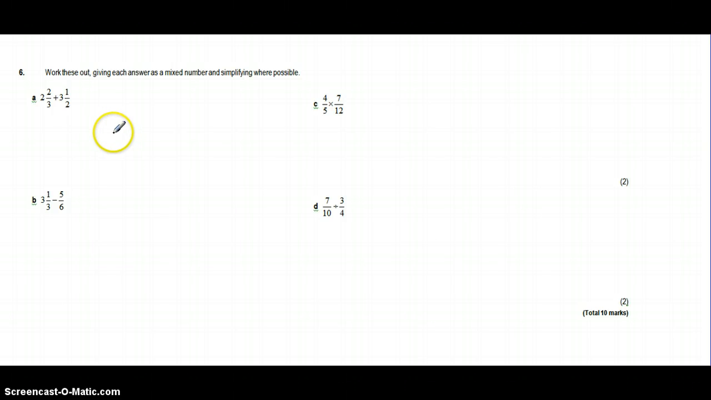Hi there, this is question 6 from a test that my Year 11s had a go at, and this question is all about operations with fractions, including some mixed numbers as well. So the first one is adding together some mixed numbers. Whenever you've got mixed numbers involved in a fractions calculation, whatever the fraction calculation is, you need to convert them into top-heavy fractions or improper fractions.